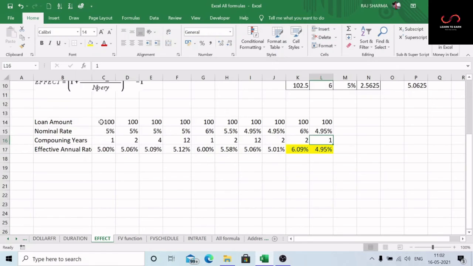Similarly, if we compare only these four, we can see that when the compounding is monthly, the net effective annual interest rate is going to be higher. So this is one of the easiest formulas to compare different loans, or to compare different investments, to see which is going to fetch the highest return.